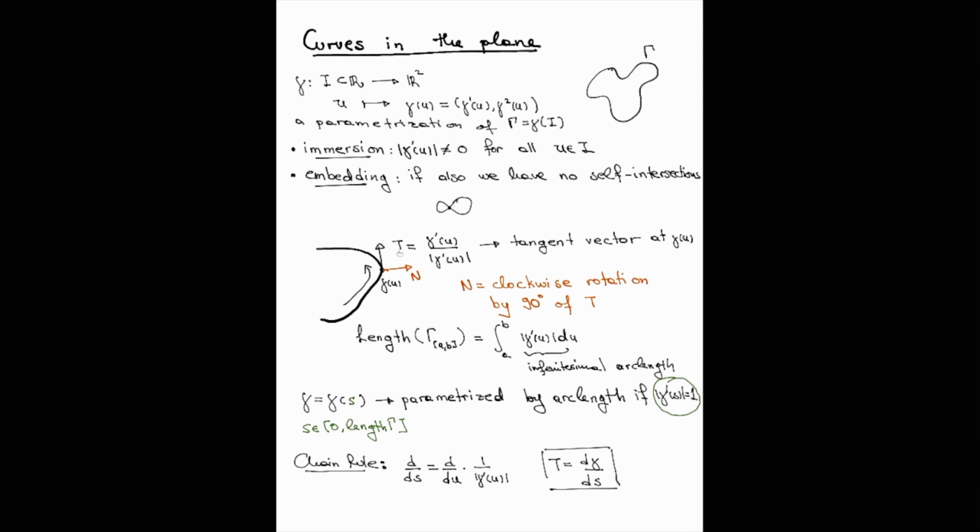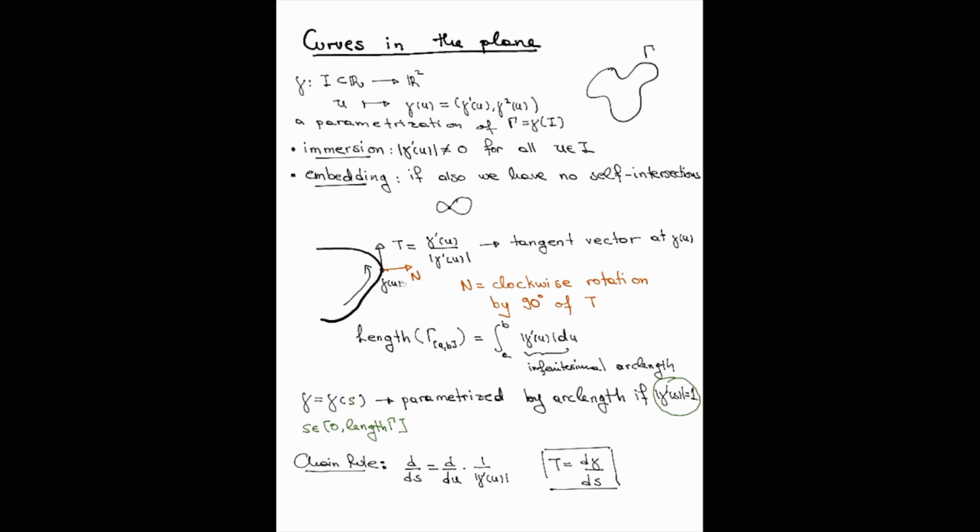So for notation, capital T will be the tangent vector to our curve at gamma(u). And this tangent vector, we can compute it as the derivative of gamma at u over the length of the derivative. Okay, so this is a unit tangent vector. And depending on how we parameterize the curve, like in this picture, we parameterize it going this way, the direction of T will give us the way we parameterize our curve. Now, if I take this unit tangent vector T and I rotate it by 90 degrees clockwise, I'm getting another vector that I'm going to call N, and this is the unit normal to my curve at gamma(u).